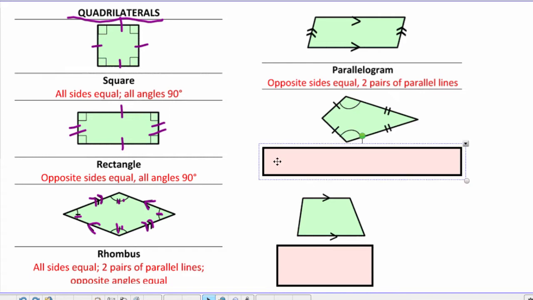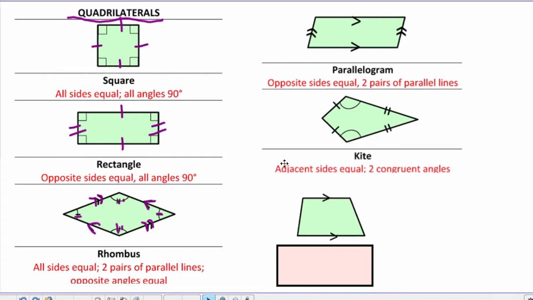Okay, the third one is a kite. So the adjacent sides are equal. Adjacent means next to each other. So it means that this side and this side are equal, so they're adjacent, and this side and this side are equal, they're adjacent. And also two congruent angles. That means this angle and this angle are also the same.